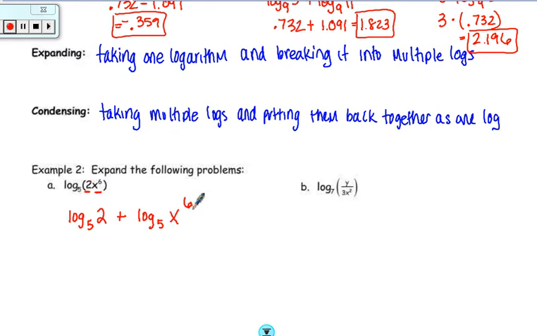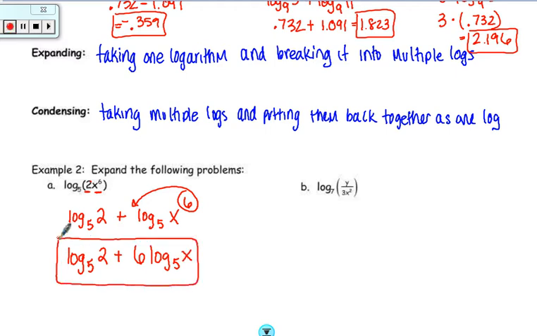But that's not completely finished, because anytime we have an exponent inside a logarithm, that would need to come in front. So our final answer would be log base 5 of 2 plus 6 log base 5 of x. Okay? 2 times x to the 6th got split up with addition, this log plus this log, and then we had to bring our exponent in front.